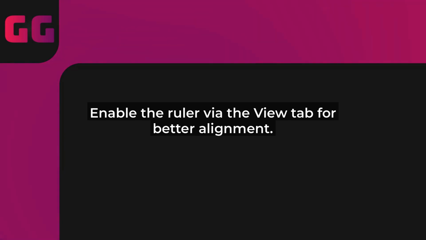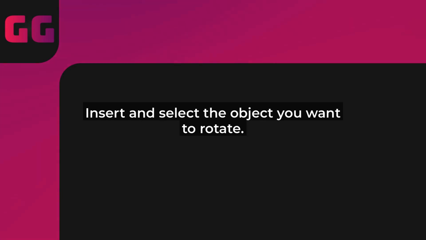Let's jump right in. First things first. Open your PowerPoint presentation and head to the slide you want to edit. To make sure the ruler is visible, go to the View tab at the top of the screen and check the box next to Ruler. This will display the horizontal and vertical rulers on your slide, helping you measure and align elements accurately.